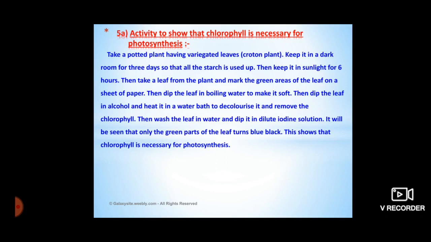Let us discuss one by one. Each and every component required for photosynthesis is very essential. Dear children, for this activity we are going to take two plants. Take a potted plant having variegated leaves, that is, a plant in good condition. Keep it in a dark room for 3 days so that all the starch is used up.